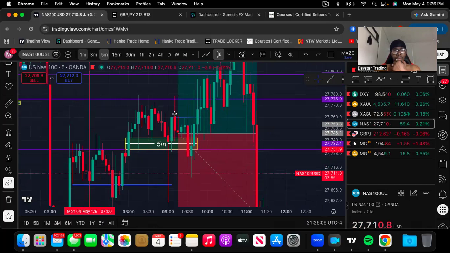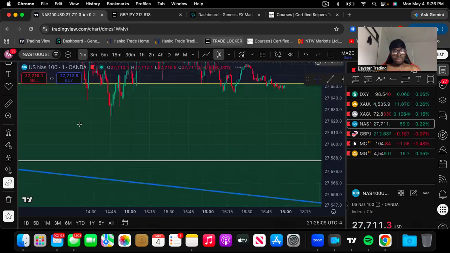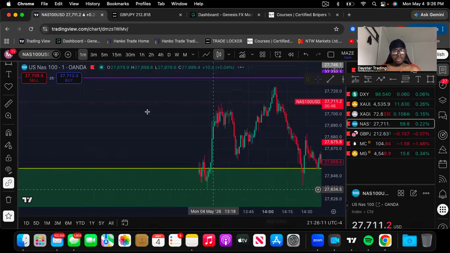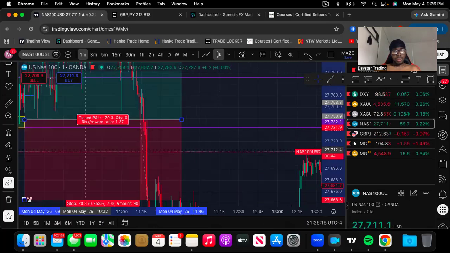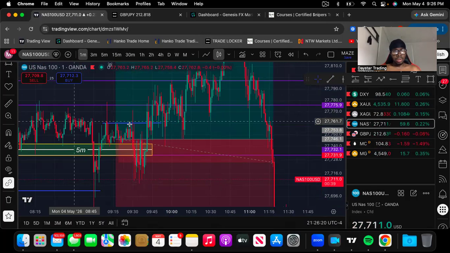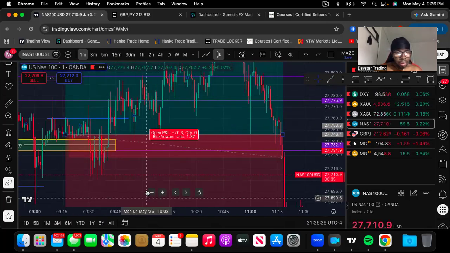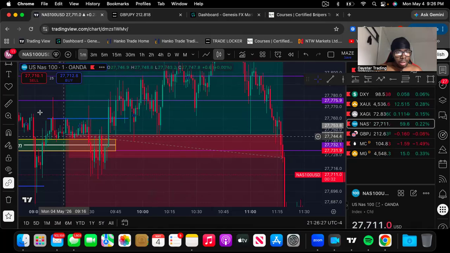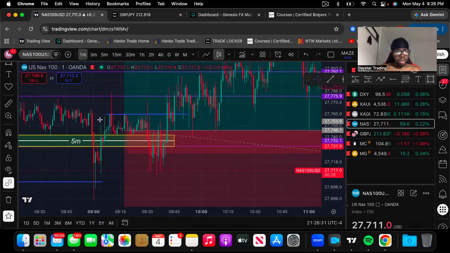Go down to the 1 minute. You can see there's a small, where is it? Small inverse fair value gap here. This is where my entry was at.